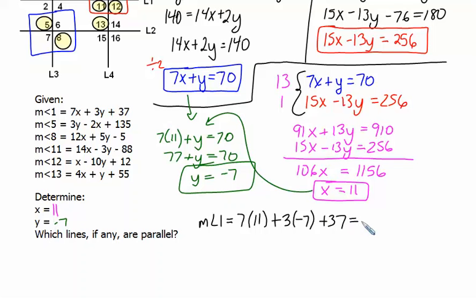7x plus 3y plus 37, we get 93. And I really need to just pick one angle per vertex because then I can use linear pairs and vertical angles to polish it off. So here we would get 3y minus 2x plus 135. Let's try that out.